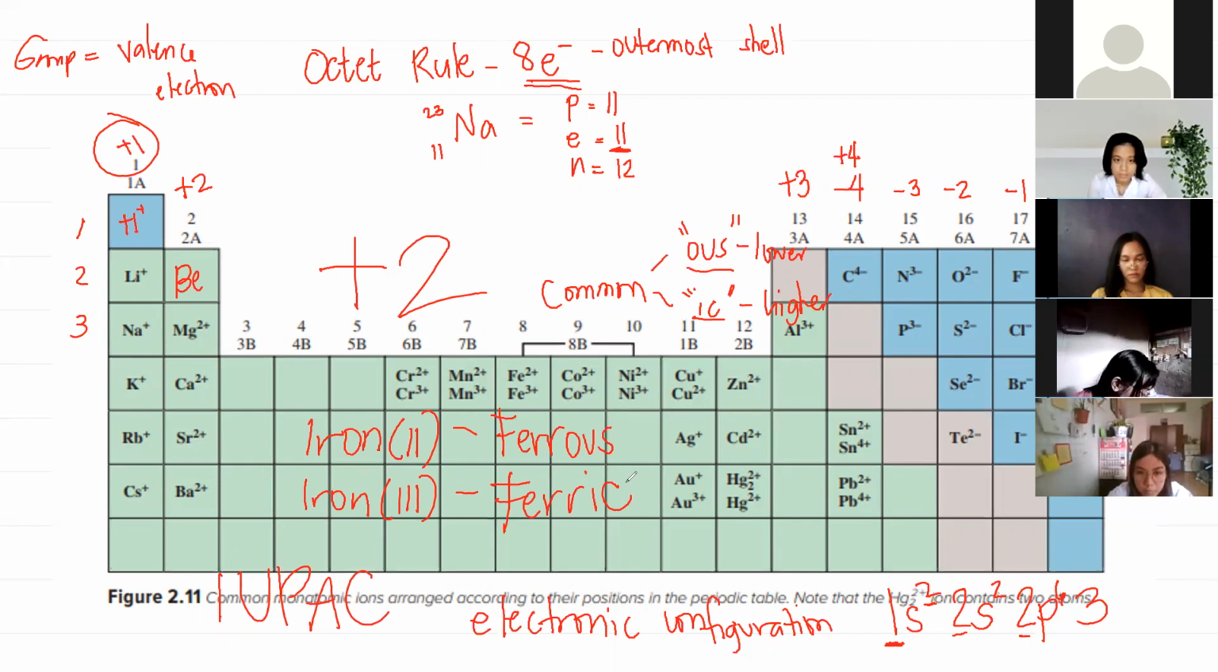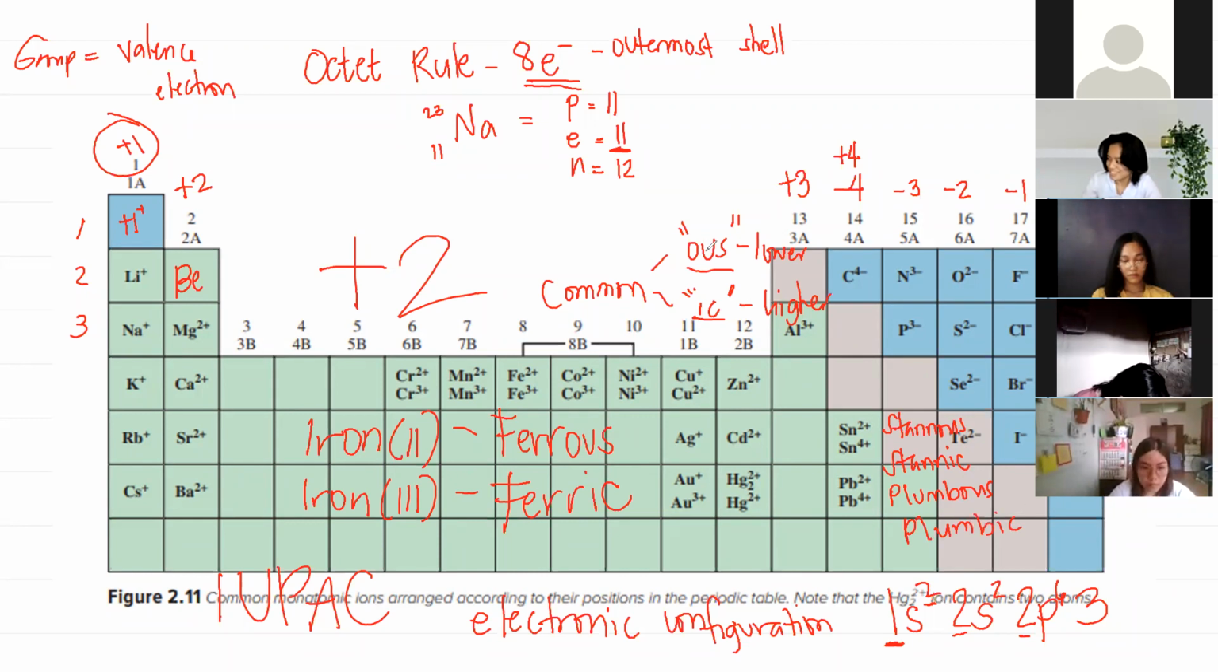And then for gold, it's no longer goldic or goldous. It's aurous and auric. Mercury is mercurous and mercuric. And that is also true for this one, though they are not transition metals. This one is called stannous and stannic. And for the lead, plumbous and plumbic.